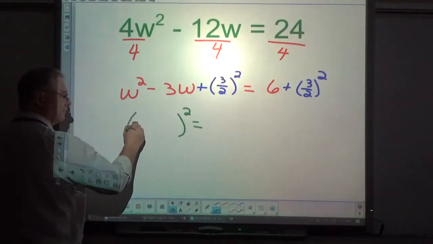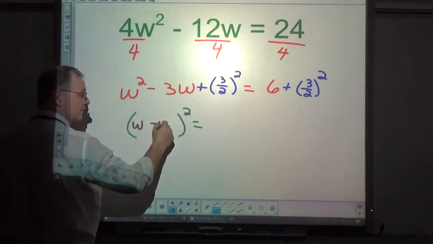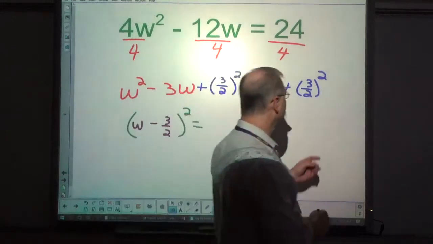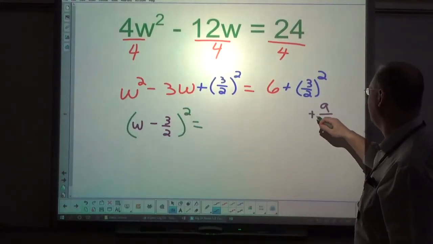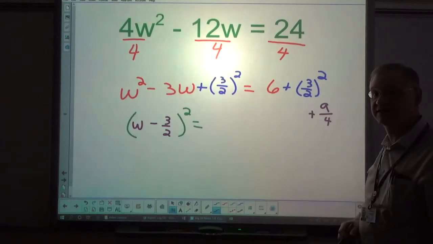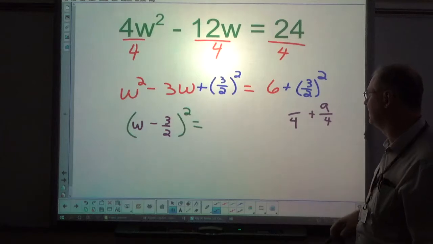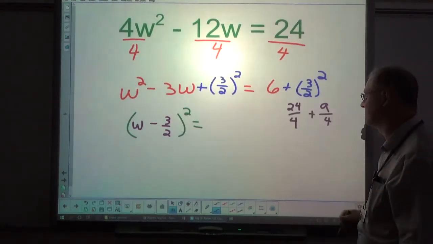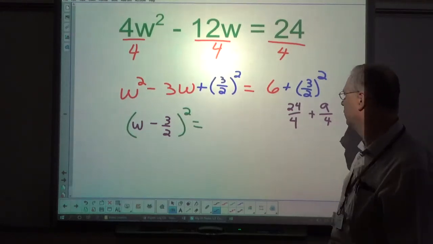So w, the sign of the middle term is negative. The thing being squared there is 3/2. 3/2 squared is 9 over 4. And if I want 6 as a fraction with 4 as the denominator so I can combine them, 6 times 4, 24 over 4 is equal to 6. I add these two. That'll give me 33 over 4.